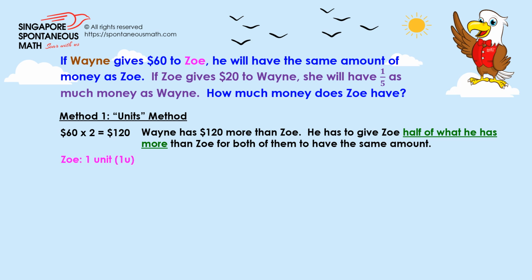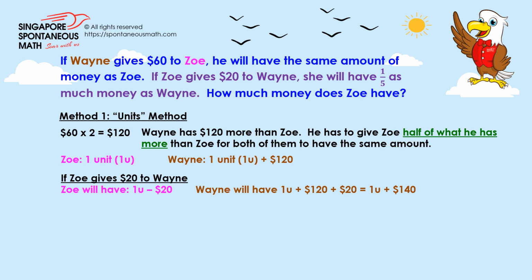So Zoe has 1 unit of money and Wayne has 1 unit plus $120. If Zoe gives $20 to Wayne, she would have 1 unit minus $20, and Wayne would have 1 unit plus $120 plus another $20 from Zoe. So he'll end up with 1 unit plus $140.